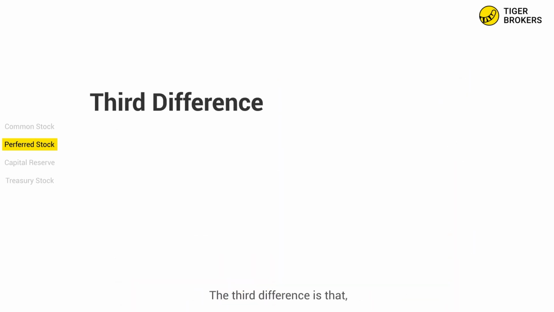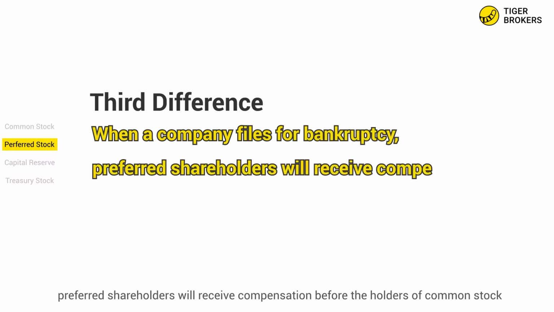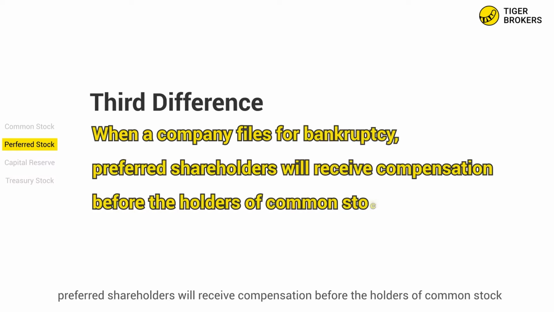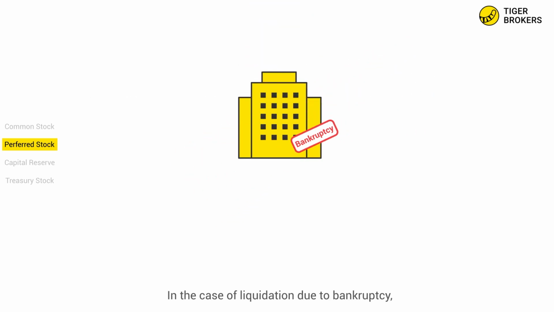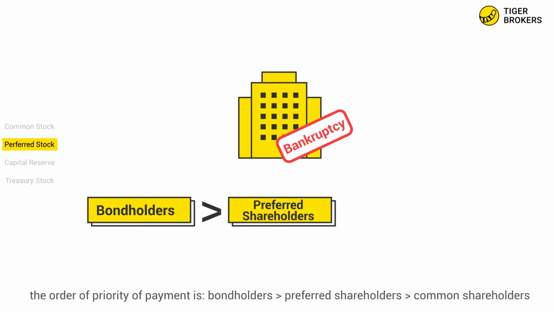The third difference is that when a company files for bankruptcy, preferred shareholders will receive compensation before the holders of common stock. In the case of liquidation due to bankruptcy, the order of priority of payment is bondholders, then preferred shareholders, then common shareholders.